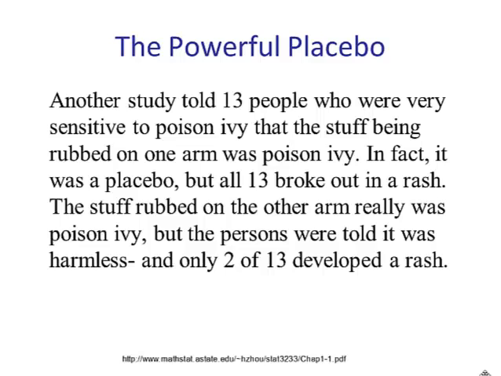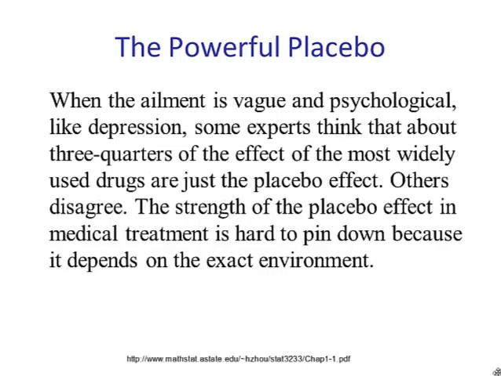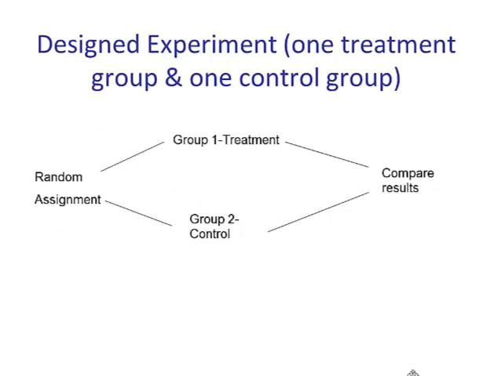The stuff rubbed on the other arm really was poison ivy, but the persons were told it was harmless, and only 2 out of 13 developed a rash. When the ailment is vague and psychological, like depression, some experts think that about 3/4 of the effect of most widely used drugs is just the placebo effect, the power of suggestion. Others disagree. The strength of the placebo effect in medical treatment is hard to pin down because it depends on an exact environment.